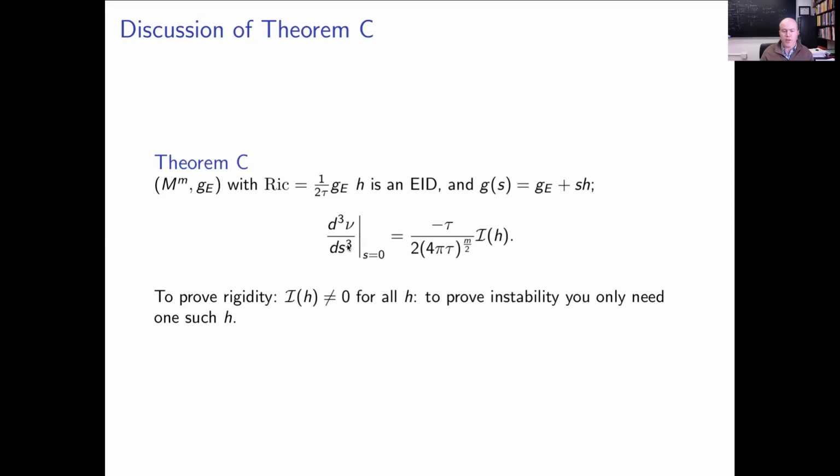But somehow you can see here it's going to be much easier to prove instability, because proving instability is like being at a mountain pass. You just have to find one direction you can perturb so that you don't flow back. So for rigidity, you have to prove that this is non-zero for all perturbations H, but for instability, it's enough to do it for just one. We'll come back to this point later on.